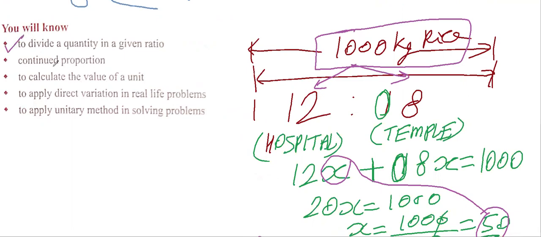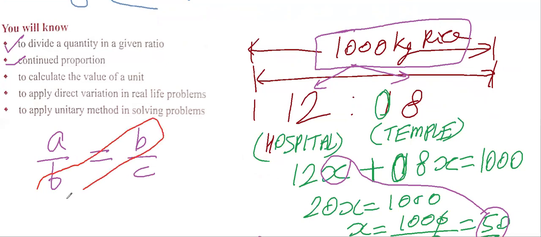Now let's understand what is continued proportional. In continuous proportion, if you have A is to B proportional to B is to C, then we say this is continuous proportional. Why do I say continuous proportion? Because B is in the denominator, and in the next quantity also B is there.